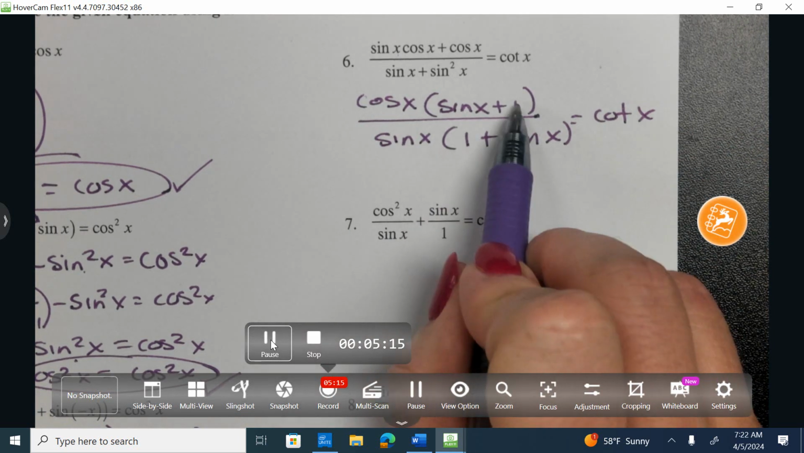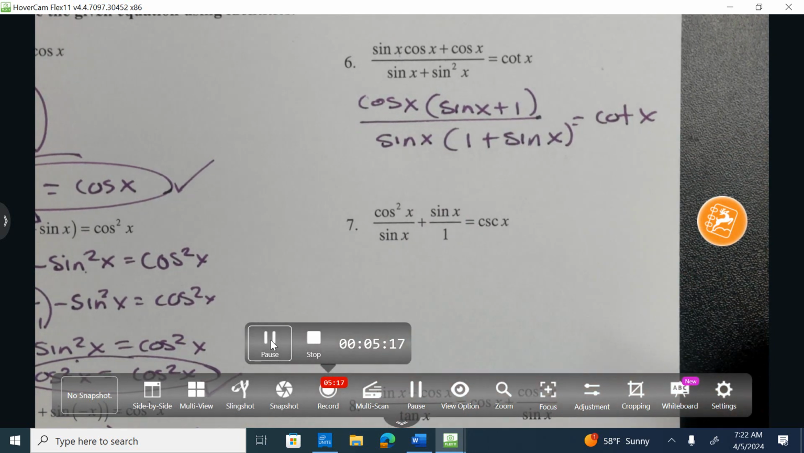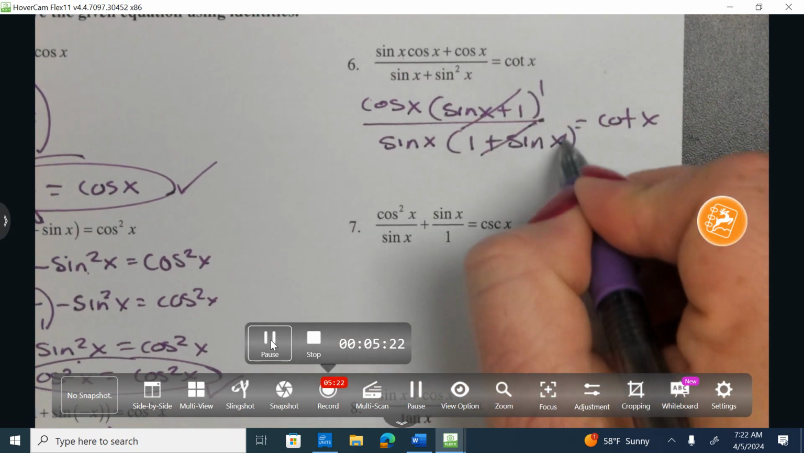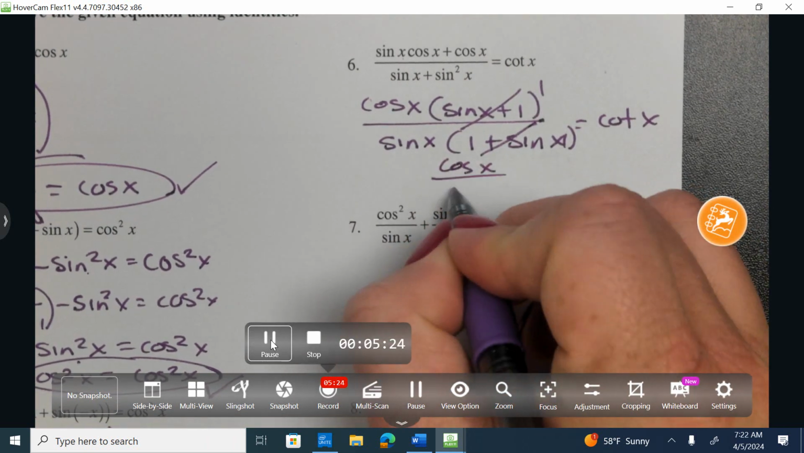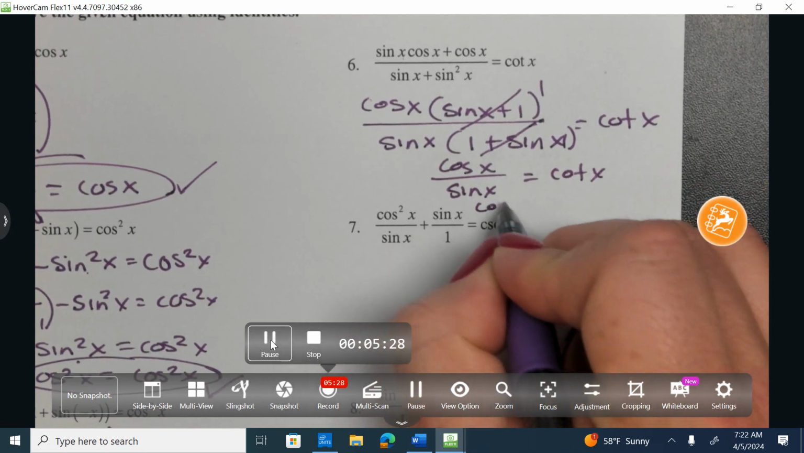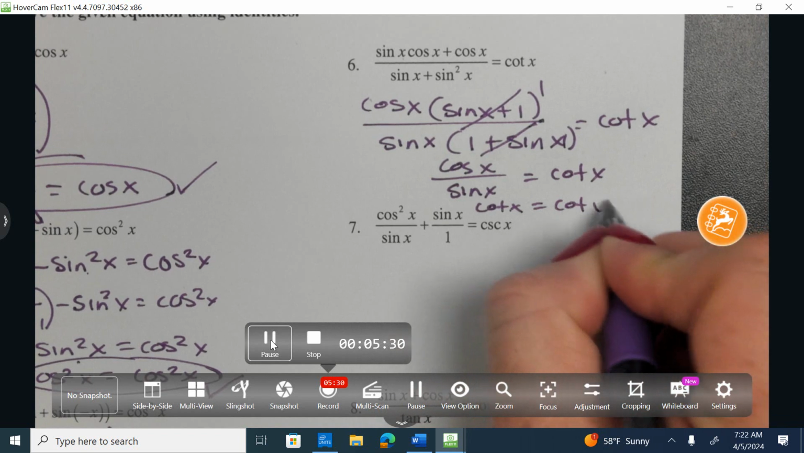Okay, now, sine of x plus 1 and 1 plus sine of x, they're the exact same things. Remember, when adding, you can flip the order. So these are going to simplify to 1, and I'm left with cosine of x over sine of x. And I know that cosine of x over sine of x is the same thing as the cotangent of x.